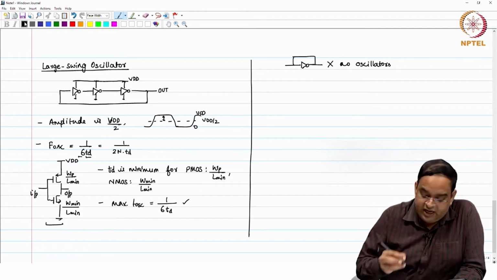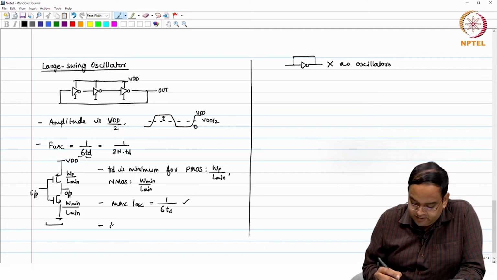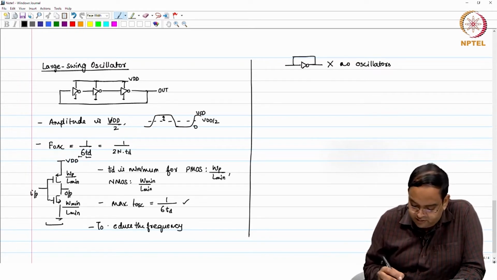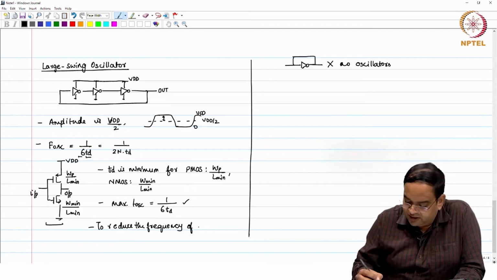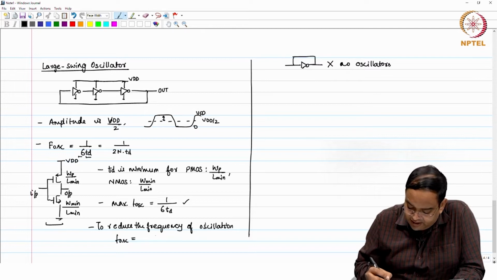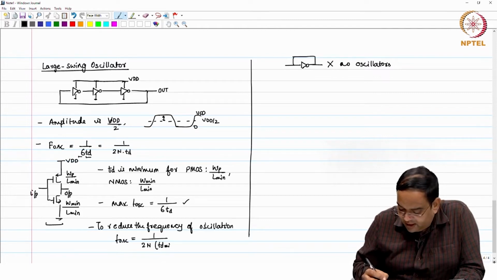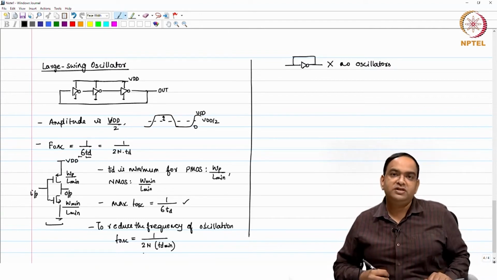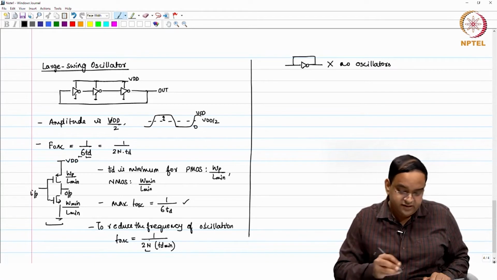From here, let us first look at how to reduce the frequency of oscillation. To reduce the frequency of oscillation, the only way I have is to increase the number of inverters. F oscillation is 1 by 2 times n TD, and TD min I already have. So, I can only reduce the frequency of oscillation by increasing the period, by increasing this n.